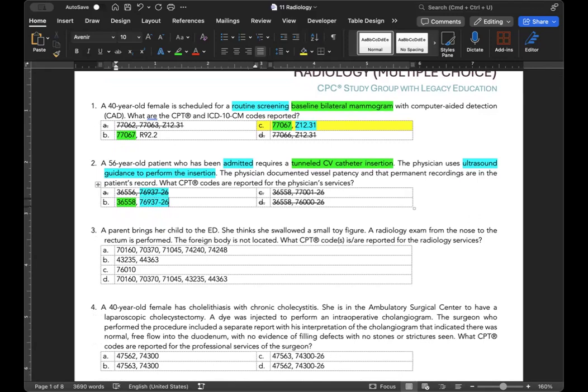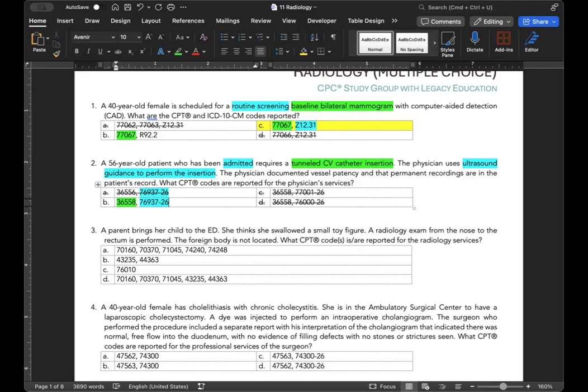Number 3, a parent brings her child into the emergency department and she thinks that she swallowed a small toy figure. A radiology exam from the nose to the rectum is performed and the foreign body is not located. So what CPT code or codes are going to be reported?